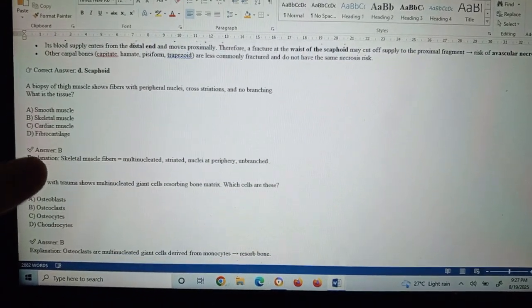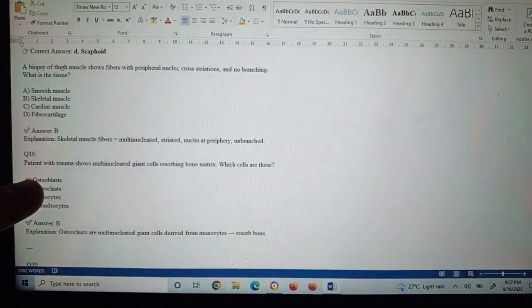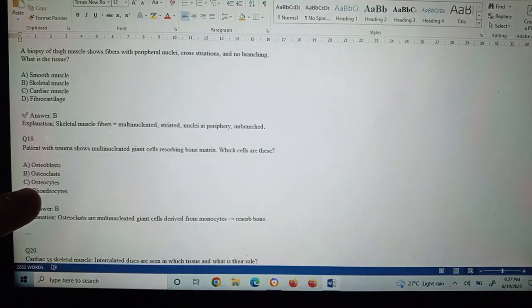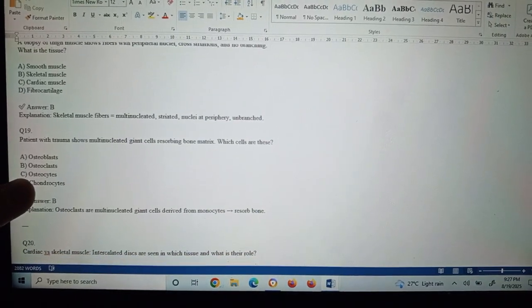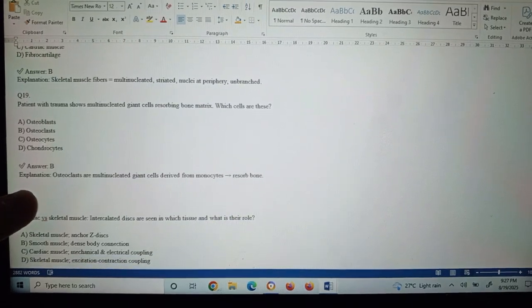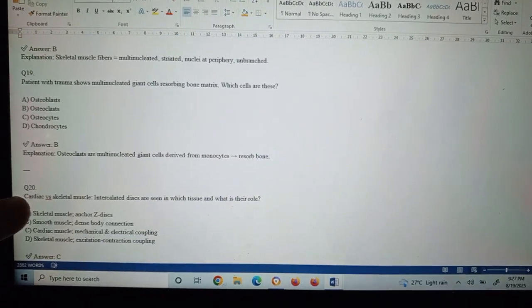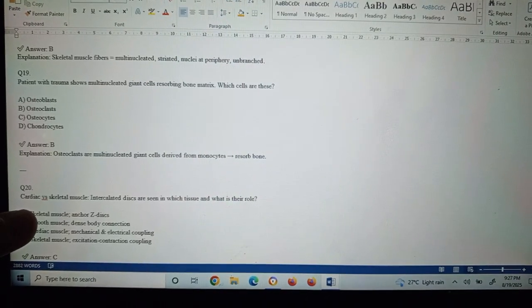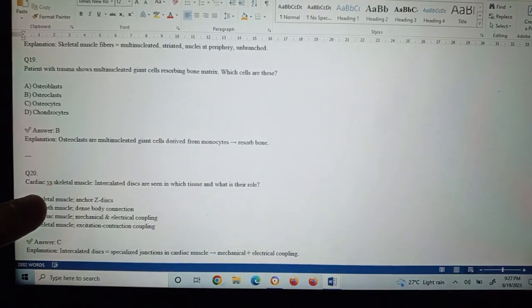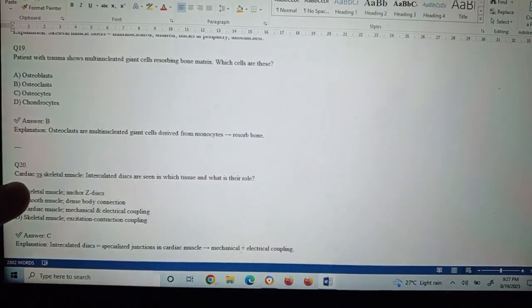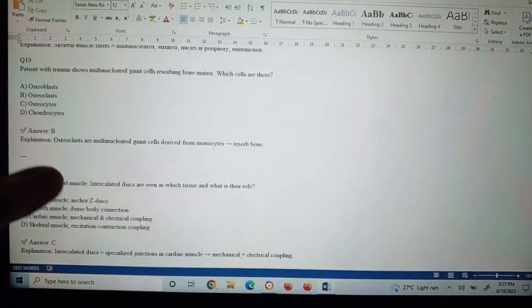A biopsy of thigh muscle shows fibers with peripheral nuclei, cross striations and no branching. Which type of tissue is this? This is skeletal muscle because it is multinucleated, the striations are present, the nuclei are present at the periphery, and it is unbranched. A patient with trauma shows a multinucleated giant cell resorbing bone matrix. Which cells are these? These cells are osteoclasts because osteoclasts are multinucleated giant cells. They are derived from monocytes and they resorb bone.